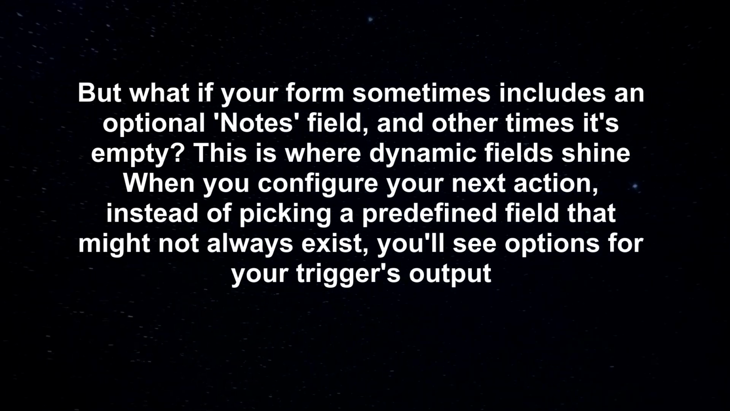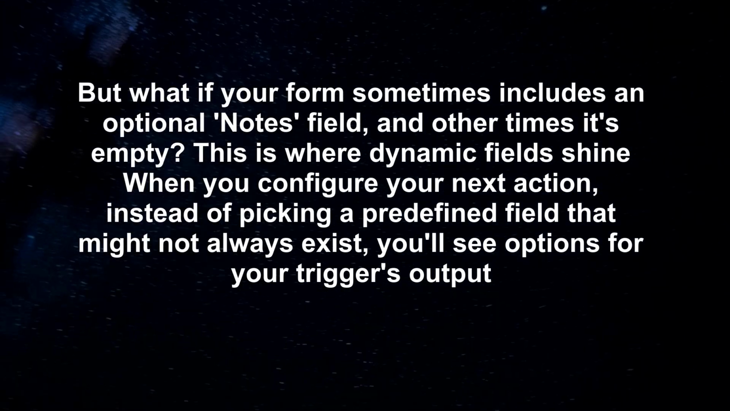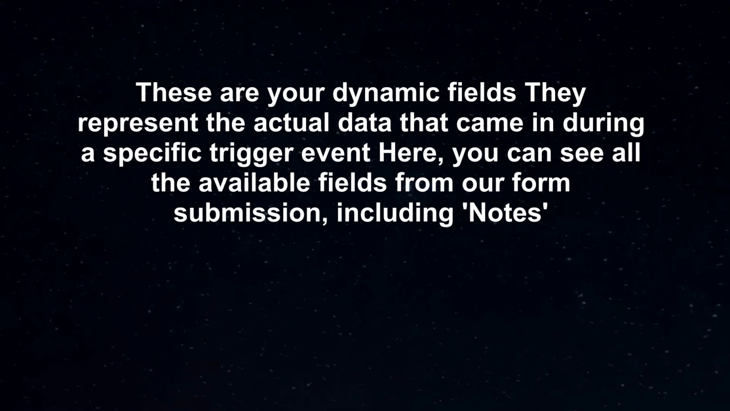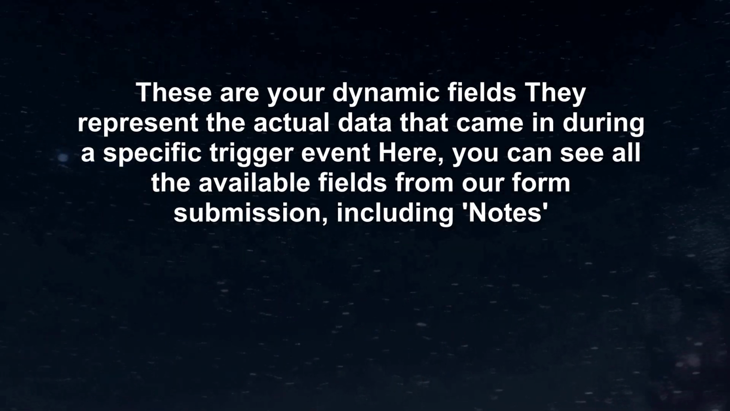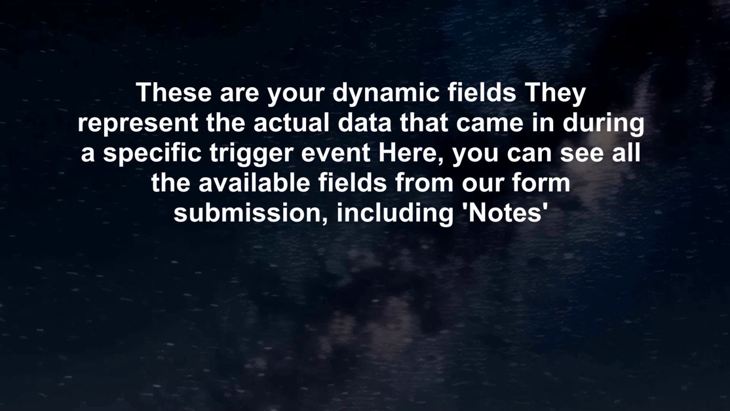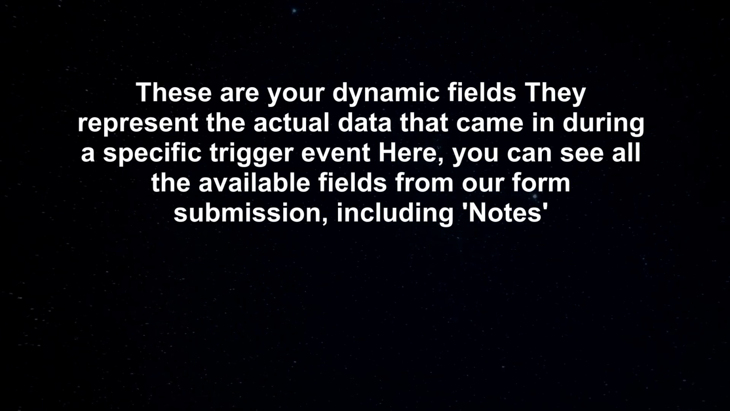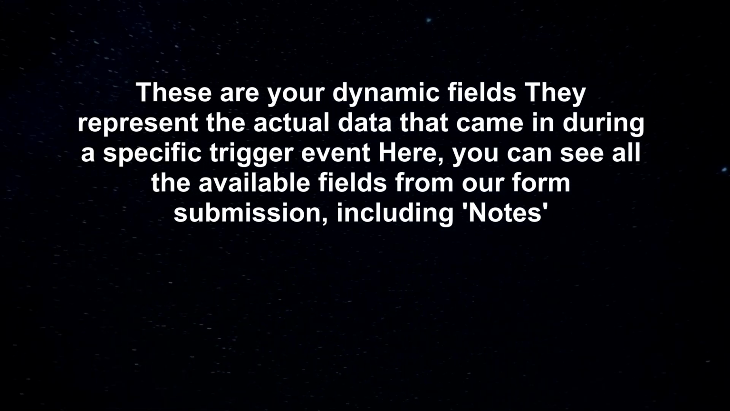Instead of picking a predefined field that might not always exist, you'll see options for your trigger's output. These are your dynamic fields. They represent the actual data that came in during a specific trigger event. Here, you can see all the available fields from our form submission, including notes.